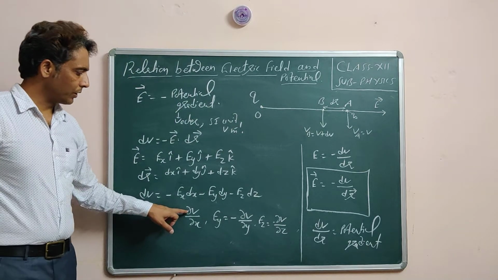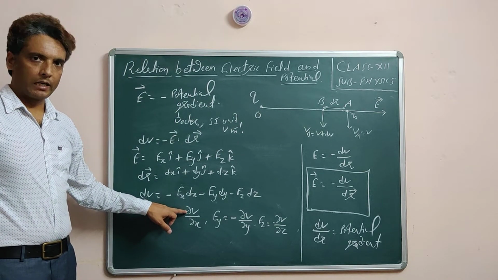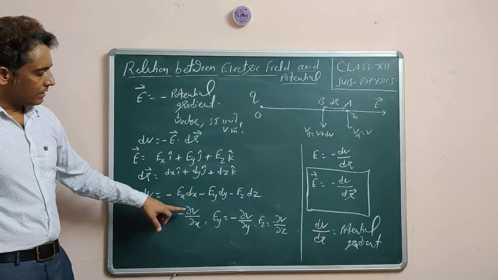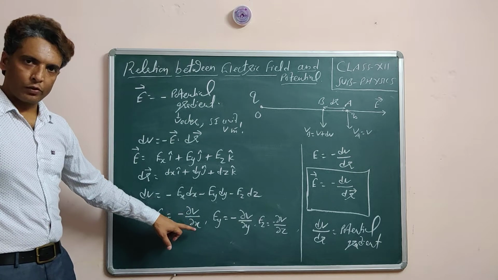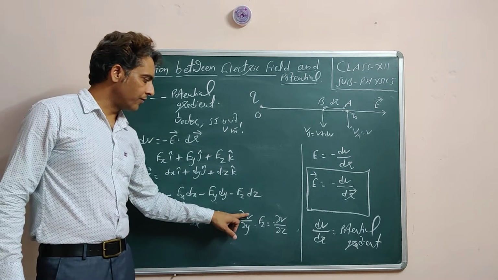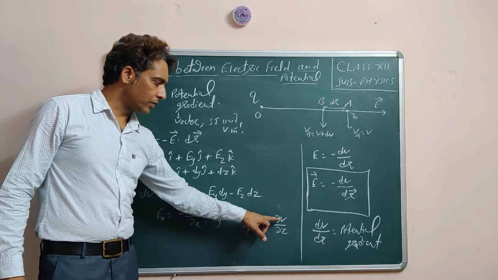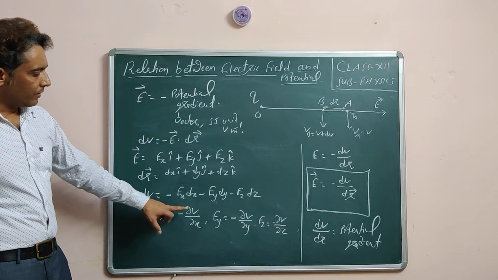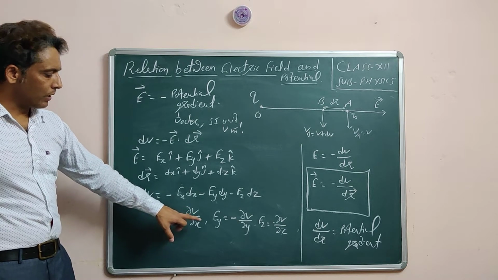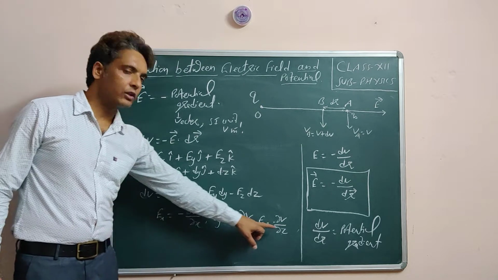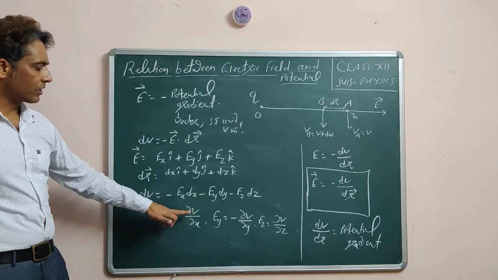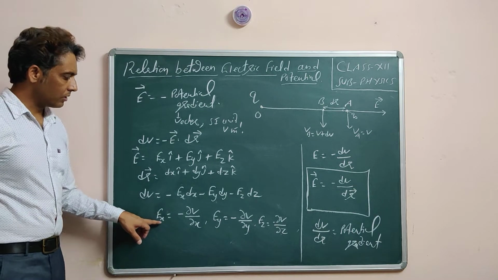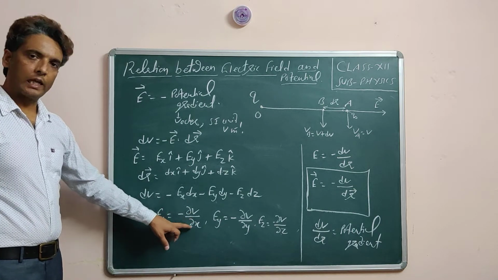Here this symbol is read as del. This is the del symbol, read as partial derivative of v with respect to x, partial derivative of v with respect to y, and partial derivative of v with respect to z. Partial derivative means when we differentiate v with respect to x, assuming y and z constant, then we say that it is partial derivative of v with respect to x. So Ex is equal to del v by del x.